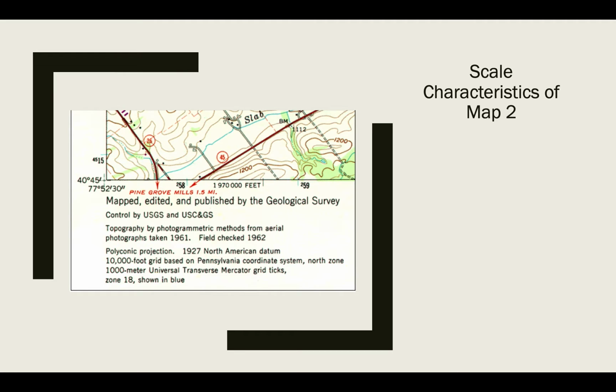Now we will move on to the characteristics of Map 2. The scale characteristics of Map 2 include a large scale map with a scale of 1 to 24,000. This is an example due to the small area with great detail, including topographic features, roadways, and borders.